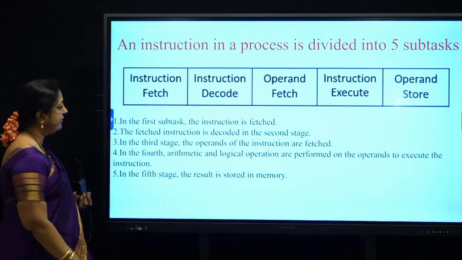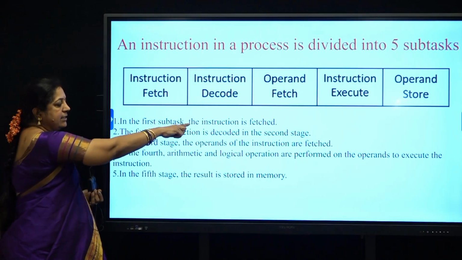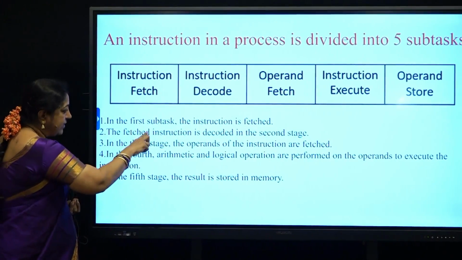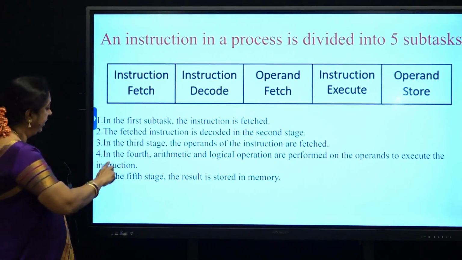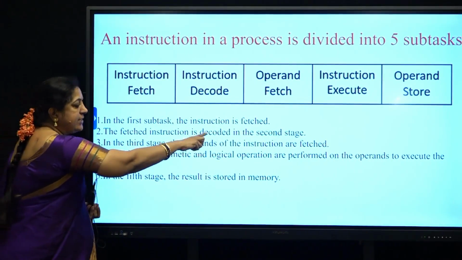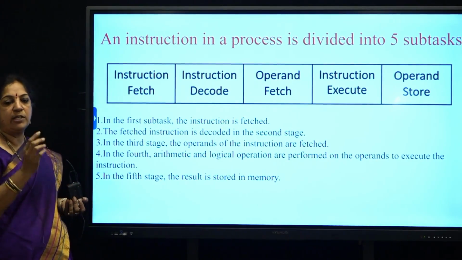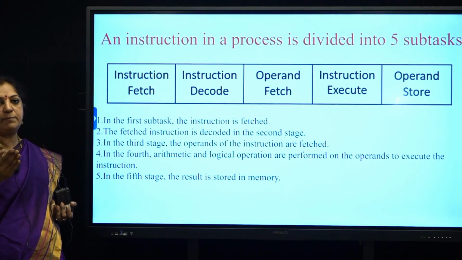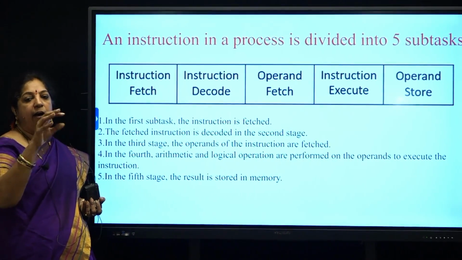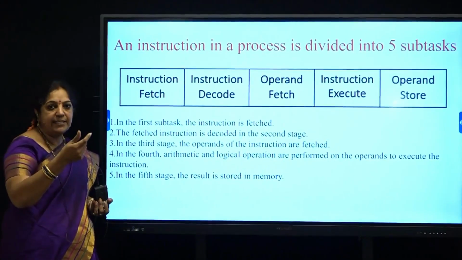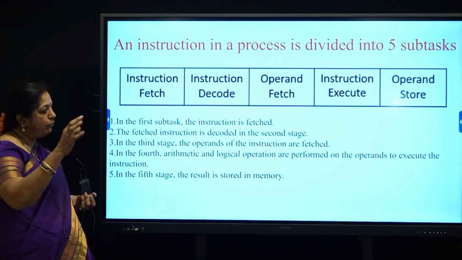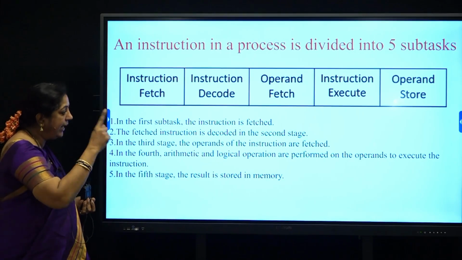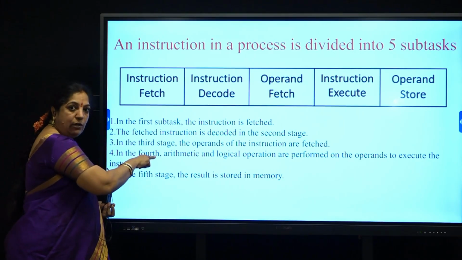The same thing is given here. The first subtask, the instruction is fetched. Second, the fetched instruction is decoded. Third, the operands of the instruction are fetched, because suppose you take C is equal to A plus B. A and B are the operands and plus is the operation. So first you fetch the instruction, then decode it, then A and B are to be fetched, and you fetch them.